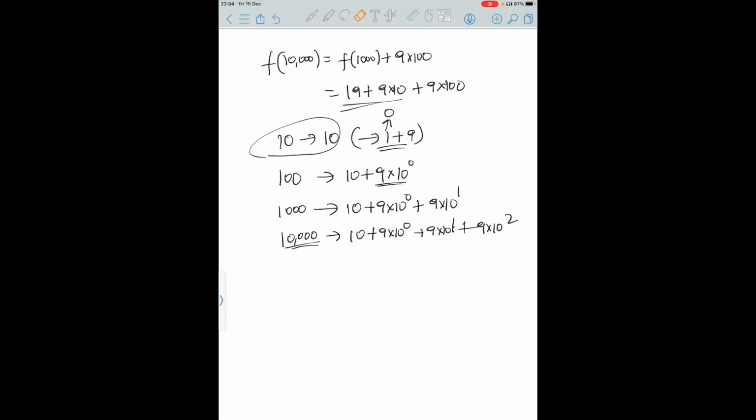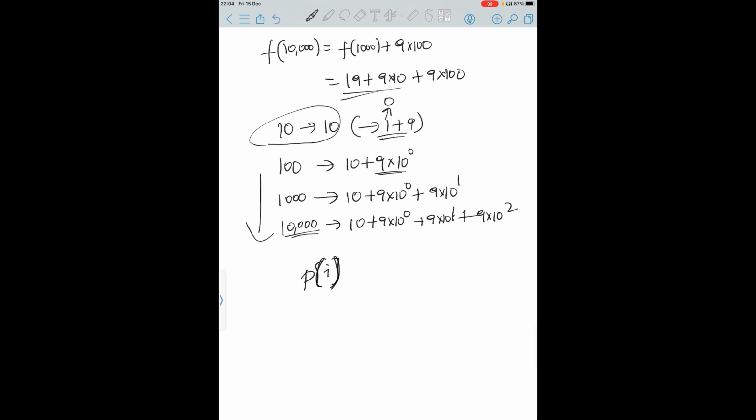Every time we increase the number of digits we could see a pattern. I will explain this by considering a function p that takes i as input. What this function produces is the number of numbers from 0 to 10 power i that satisfy the property mentioned in the question. That is, the first digit and last digit have to be equal.